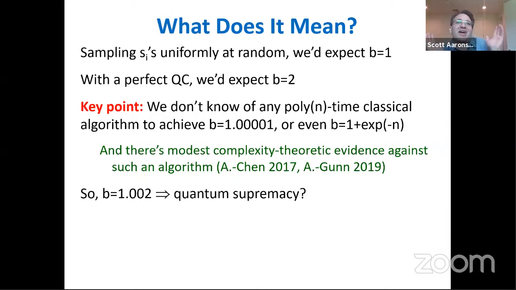Okay, and I don't know that that's impossible, but at any rate, it would have some consequence for our ability to classically simulate quantum circuits that is not just about spoofing a sampling problem. Okay, so then the question is, Google reported B equals 1.002. So is this a proof of quantum supremacy?